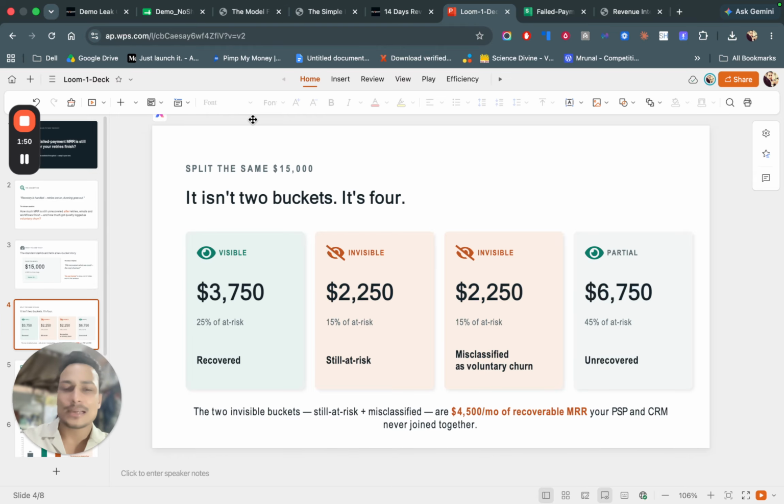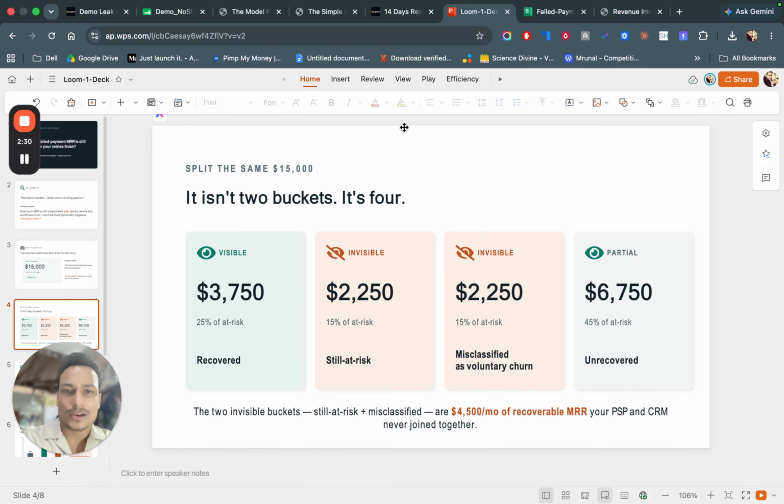When you actually split that $15,000, it's not 2 buckets, it's 4 or maybe more. Recovered: came back after retries. Still at risk: failed, but still inside the retry window, outcome not decided yet. Misclassified: the customer got logged as a voluntary churn when the real reason they left was a card that failed and nobody joined that back to the CRM. And unrecovered: generally written off. Most dashboards collapse all of this into "recovered or gone."